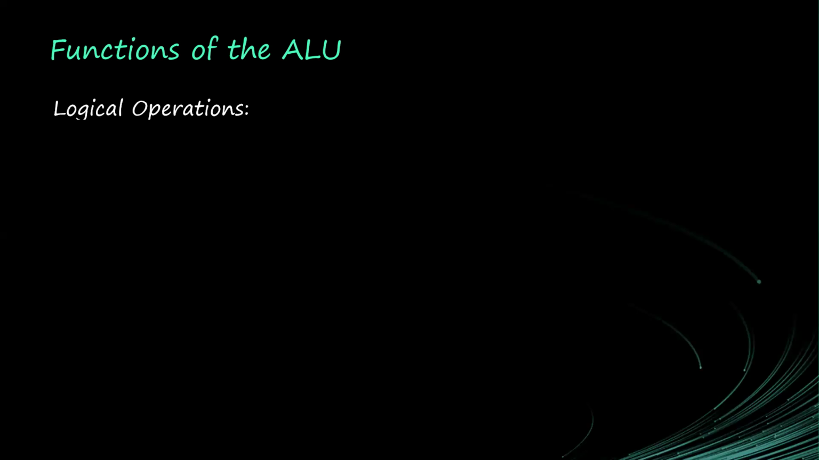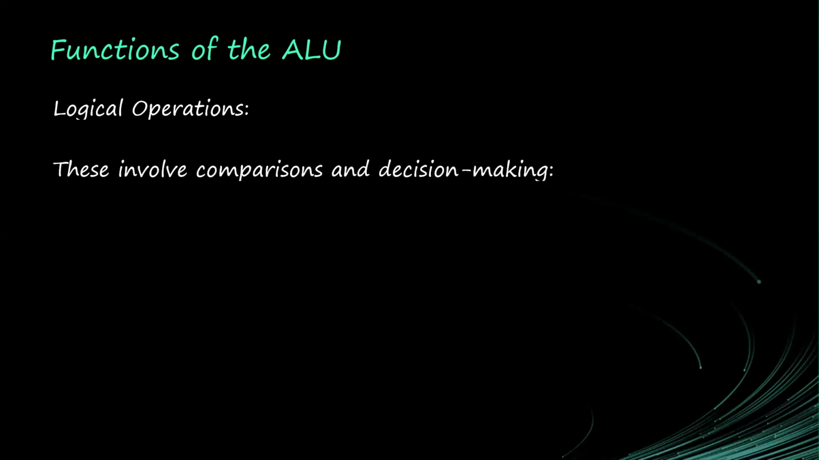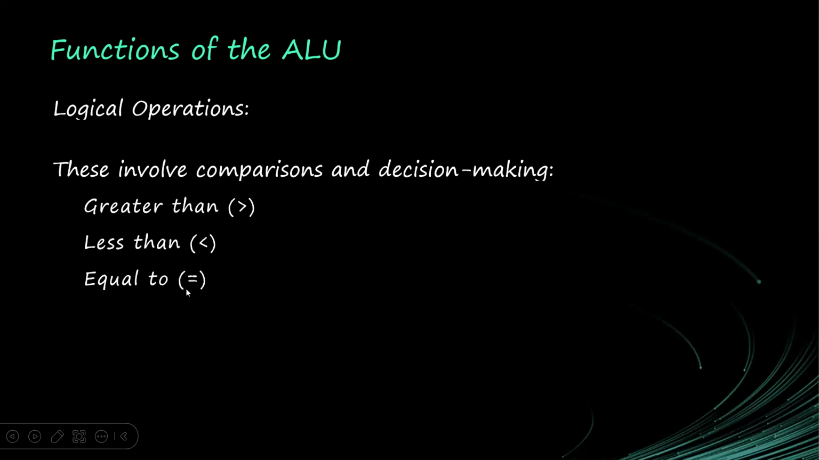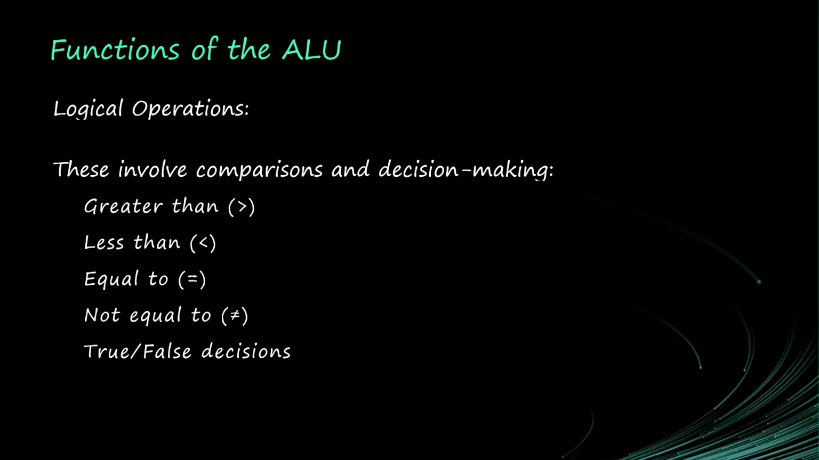So the next one is the logical operations. So it performs arithmetic operations and also logical operations. Logical operations is the thinking, the comparison and the decision making. The computer also does comparison. Okay, greater than, less than, equal to, not equal to, true or false decision. So this is the job of the arithmetic and logic unit. Okay? So if there is any choice to be made, yes or no choice, the arithmetic and logic unit also performs it.